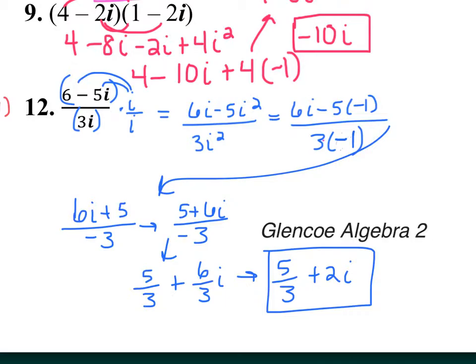Darn it, I forgot to put a negative here. So it should be negative 3, so we're subtracting this actually. So we're going to have negative 5/3 minus 2i. That's your final answer. So a is negative 5/3 and b is negative 2.